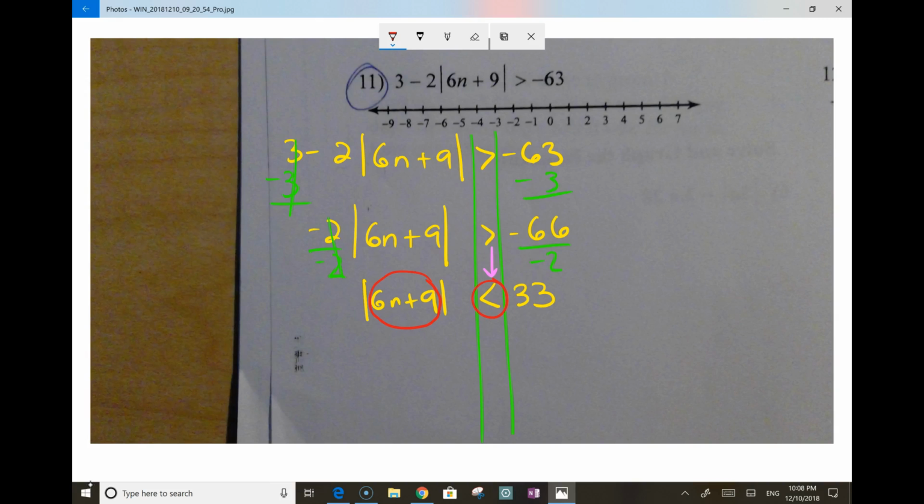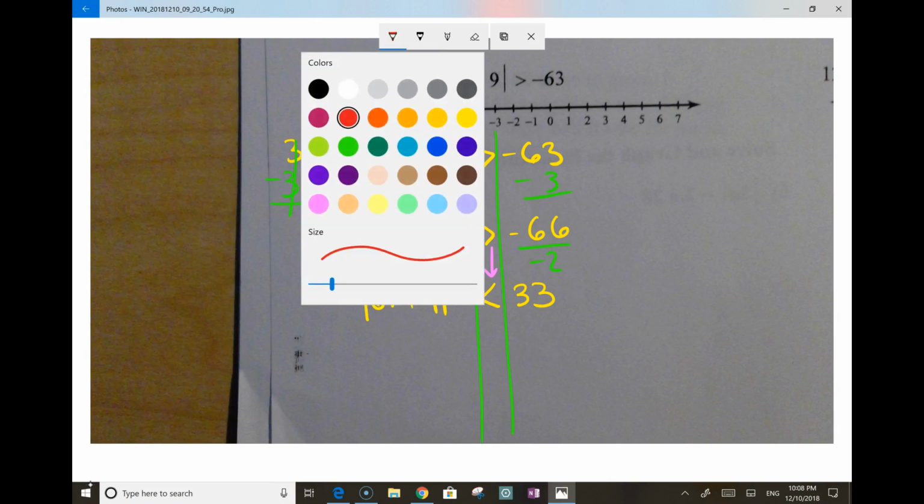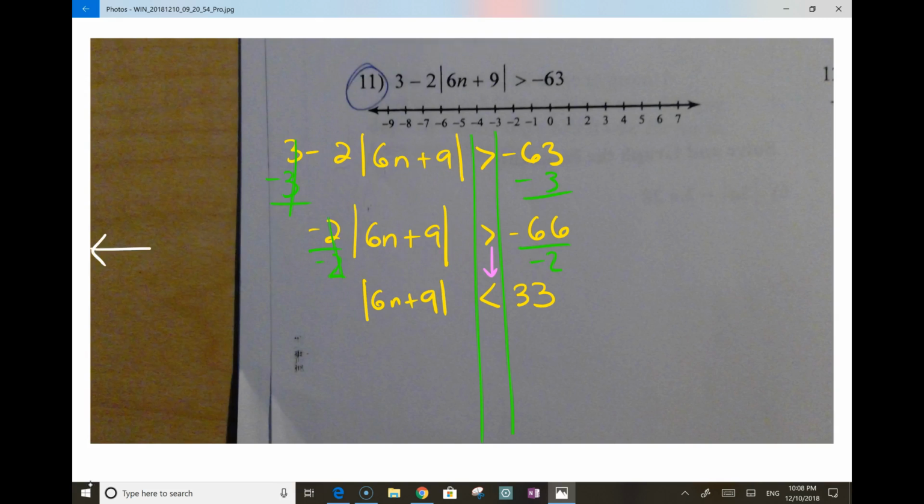And so the answer to that would be, if I draw a number line for you, you might be able to see it better. So here's a number line, and if this is 0, and you want to be less than 33 spaces away, that means you want to be as close to 0 as possible. Your limits are 33 and negative 33. That's as far out as you're allowed to go.